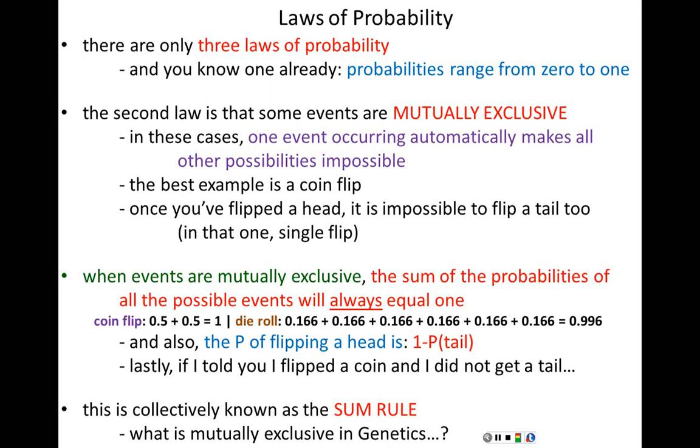Try to think of something that's mutually exclusive in genetics. I'll give you a second or two. Have we talked about anything that kind of matches that coin flip example? Anything that's mutually exclusive? If you came up with the right answer, you're well on your way to an A in the course. The mutual exclusion that we've talked about so far is which of the two alleles a parent gives to a particular offspring.